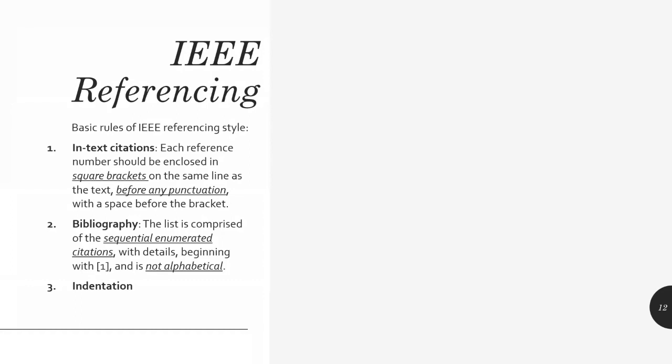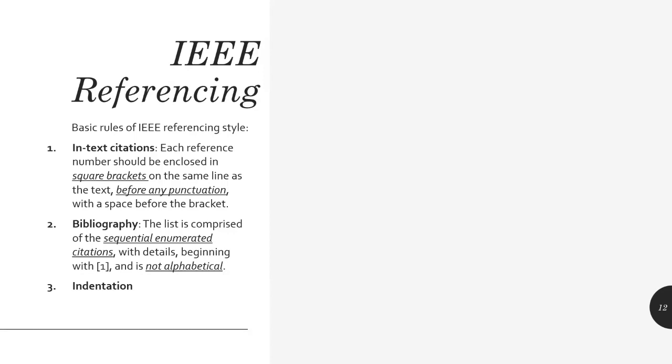First, if we look at the in-text citation, each reference number should be enclosed in square brackets on the same line as the text, before any punctuation, with a space before the bracket. Second, if we look at the bibliography, the list is comprised of the sequentially enumerated citations. So for example, if we have a paragraph, we have our first citation denoted by number 1 in between brackets. We have our second citation denoted by number 2 in between brackets. And we have the third citation denoted by number 3 in between brackets.